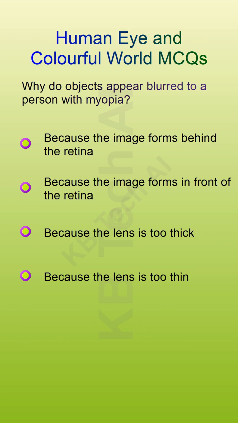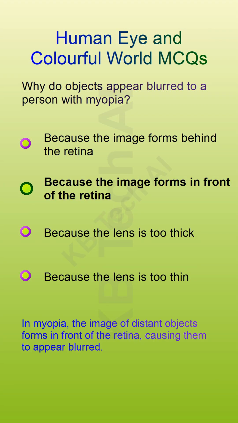Why do objects appear blurred to a person with myopia? Option 1, because the image forms behind the retina. Option 2, because the image forms in front of the retina. Option 3, because the lens is too thick. Option 4, because the lens is too thin. The answer is Option 2, because the image forms in front of the retina.